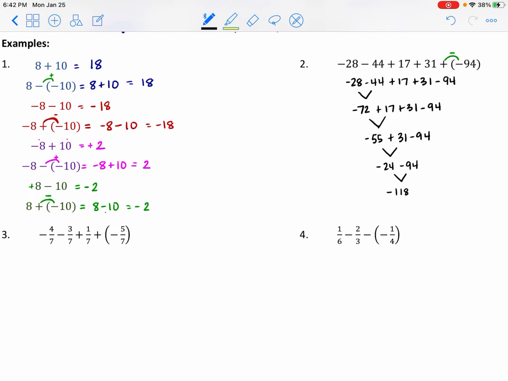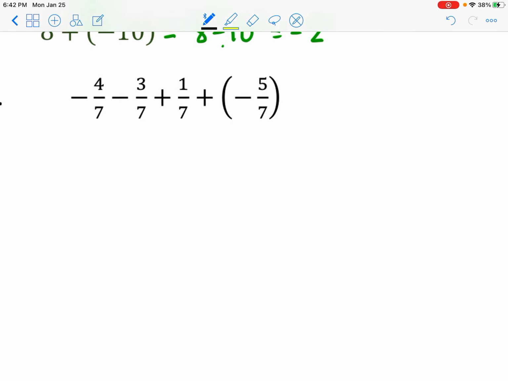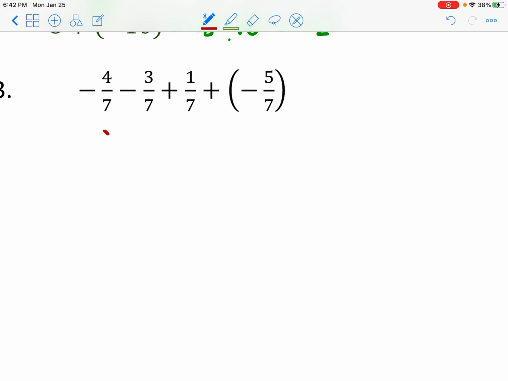Okay? All right, so let's try that process again. This time I got some fractions in there, but we have a common denominator, so we should be in good shape. So I'm going to start with getting rid of the parentheses. Again, a positive times a negative, or positive negative, is just minus, it's subtraction. So let's rewrite this: negative 4 over 7 minus 3 over 7 plus 1 over 7 minus 5 over 7.